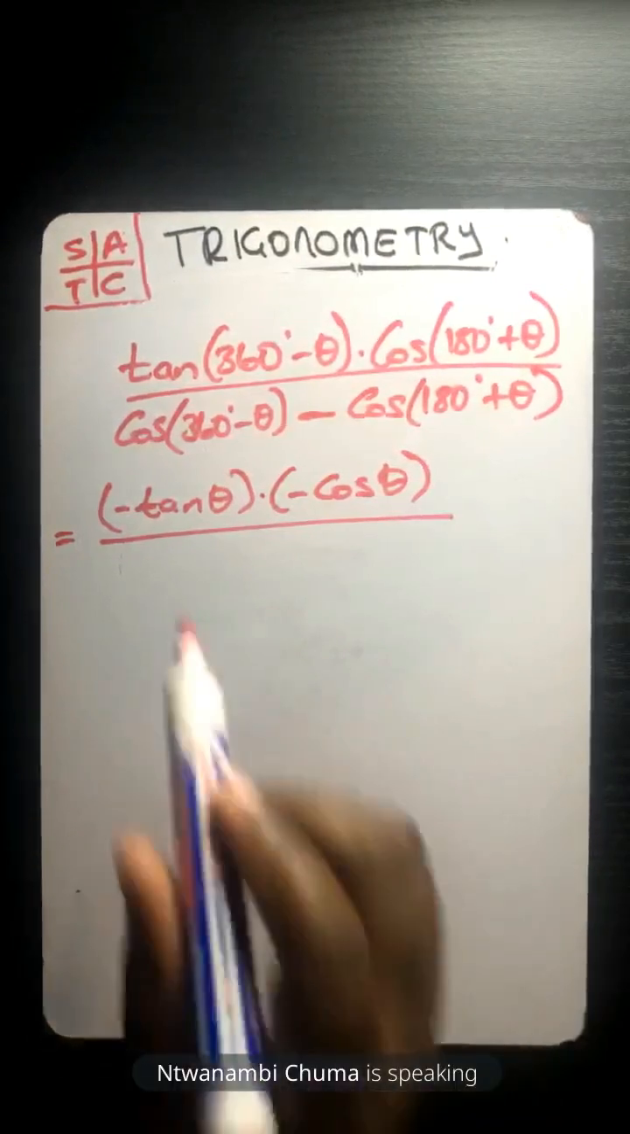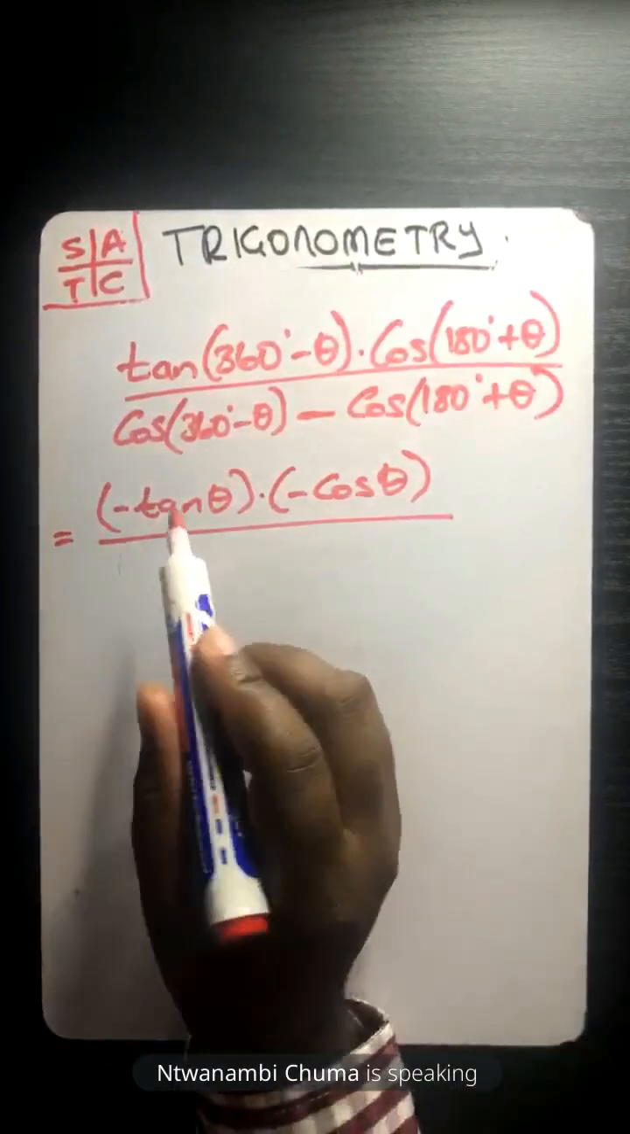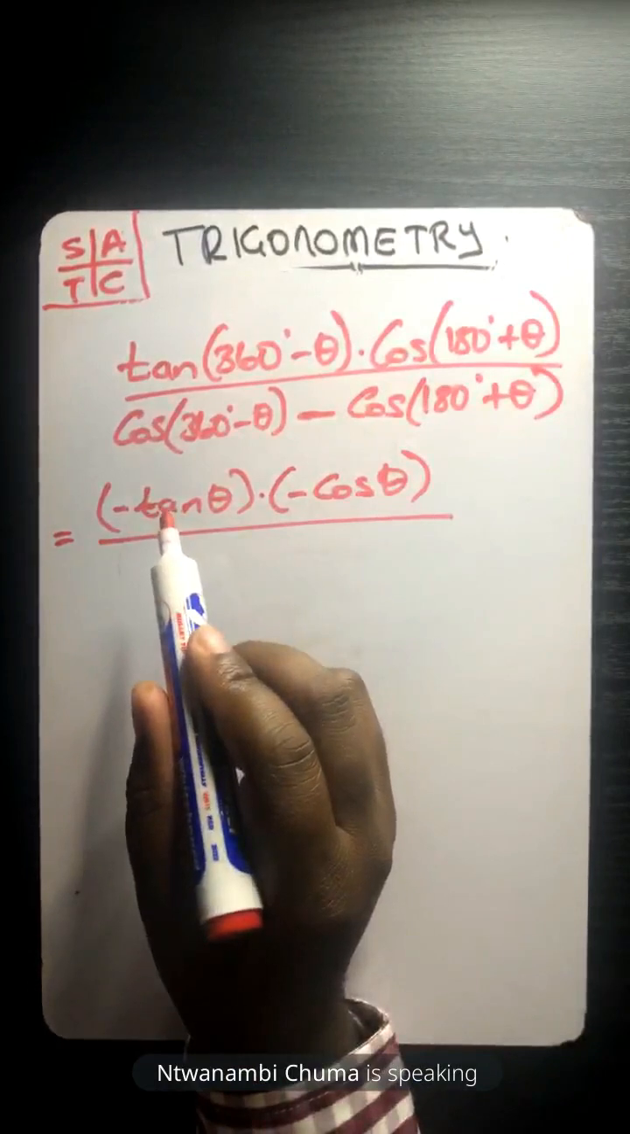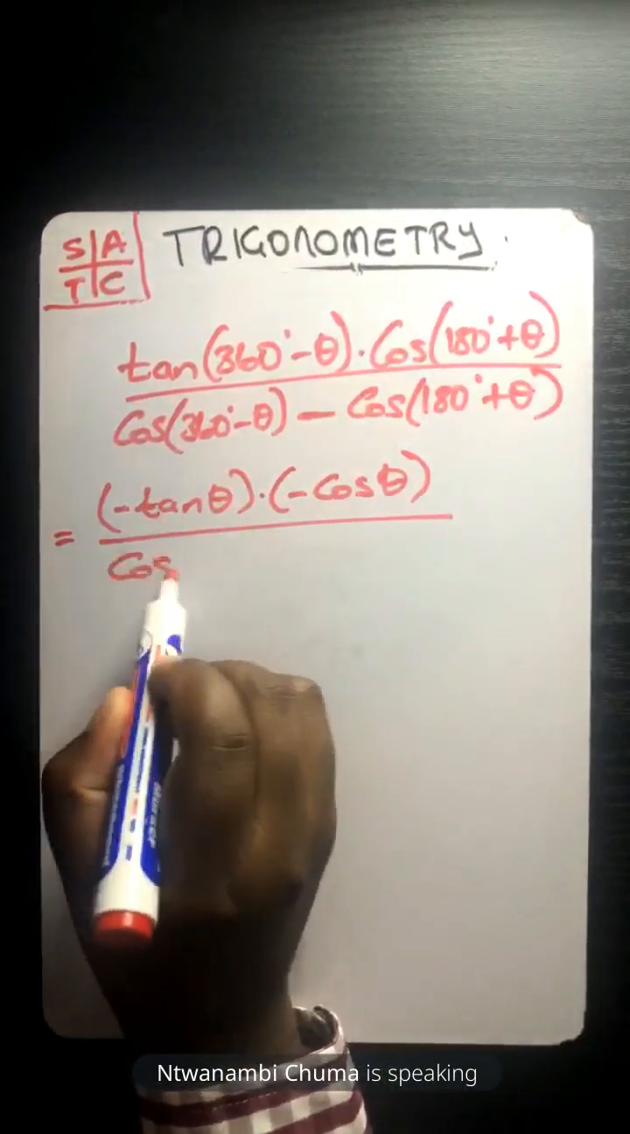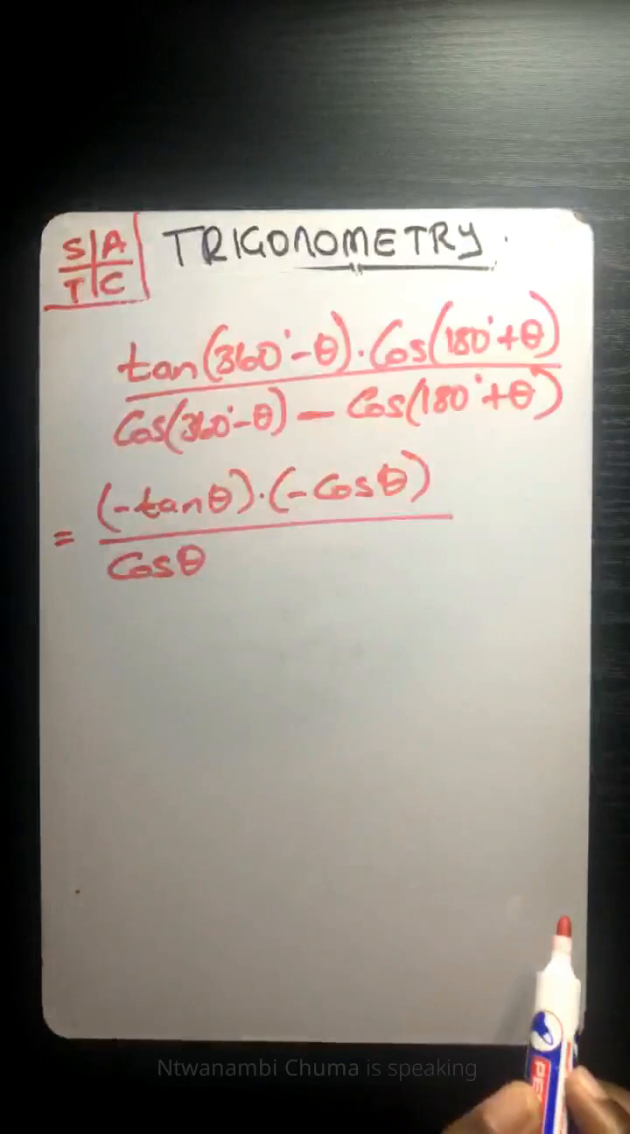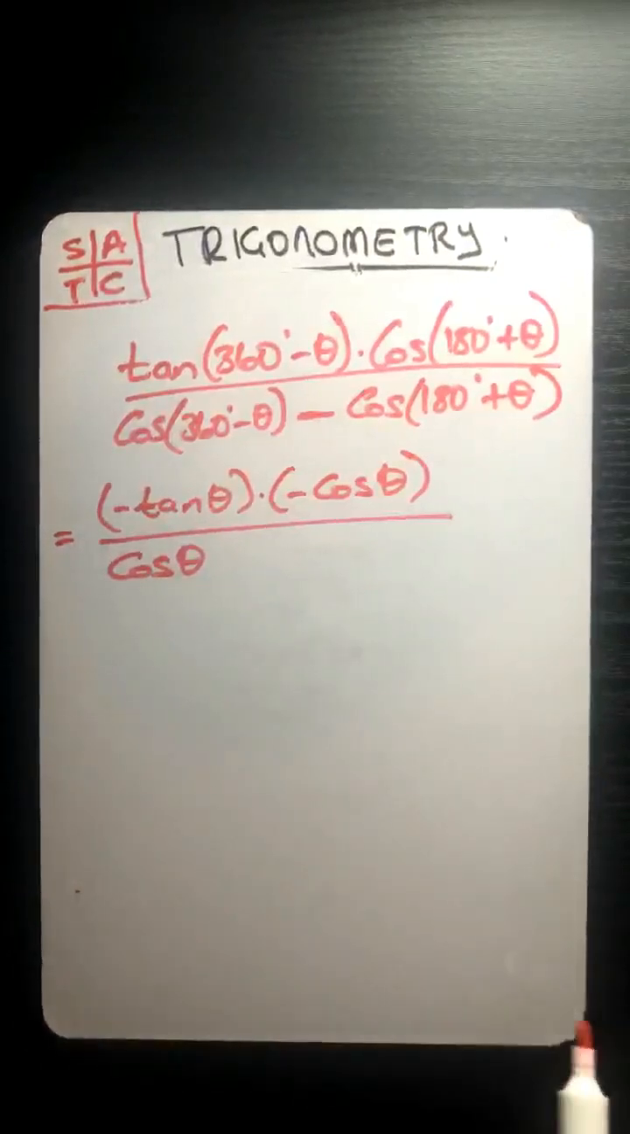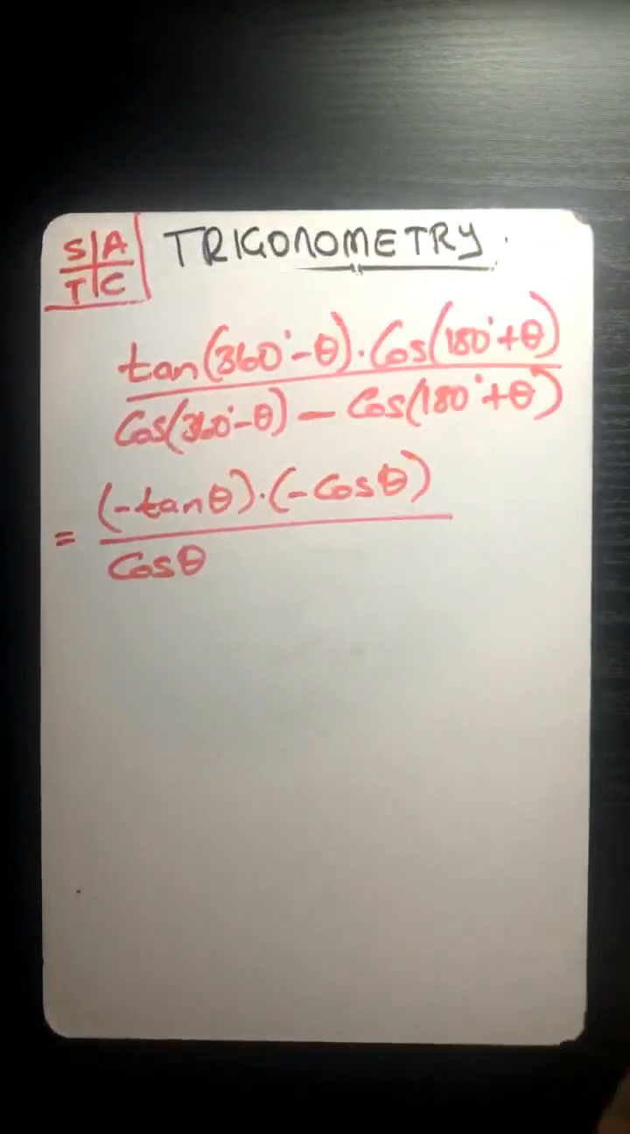Cos of 360 minus theta is equal to cos theta, because cos is positive in the fourth quadrant. So can you see, because it's positive, I'm not putting it inside the brackets. Continue, honorable member of the opposition party.